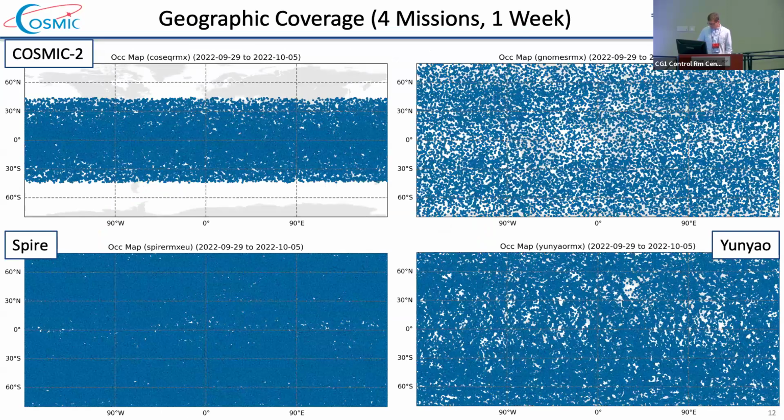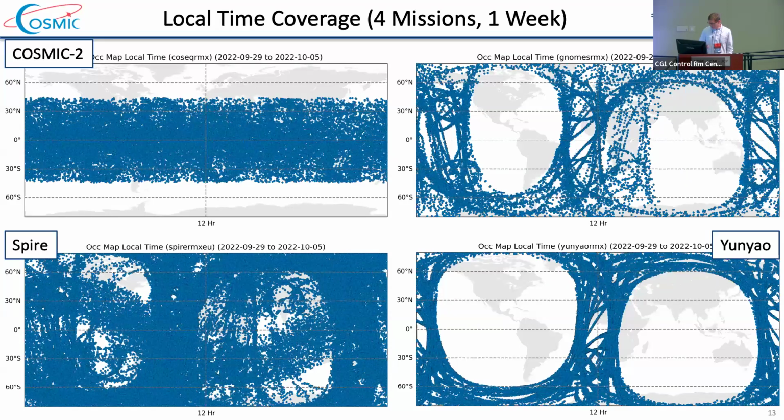So taking a week of data here, now focusing on those big 4 missions, I'll have a few metrics. This is just geographic coverage over a week. And of course, COSMIC-2 provides lots of density in the low and mid latitudes, and the rest of them are global. And Spire, with almost 18,000 per day on average, just completely fills in the map. But the others almost do as well. And then again, just a local time representation, so we can see there's one orbit plane here and here as well, or pretty close.